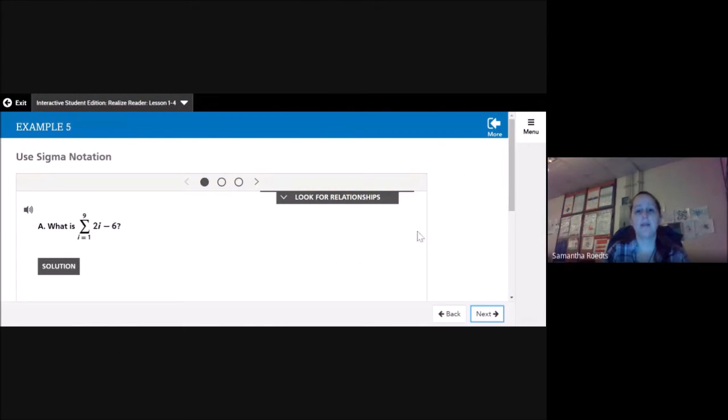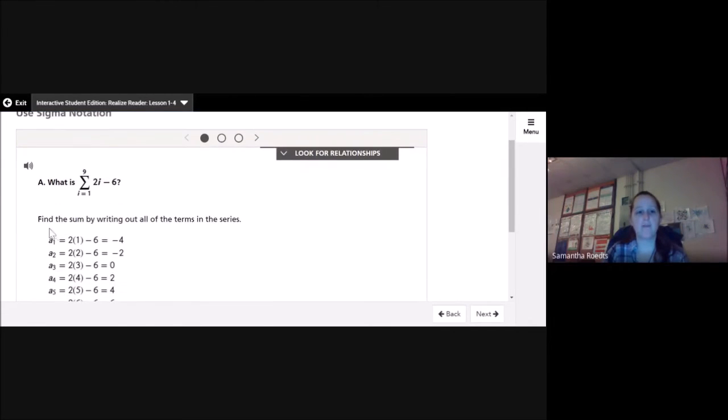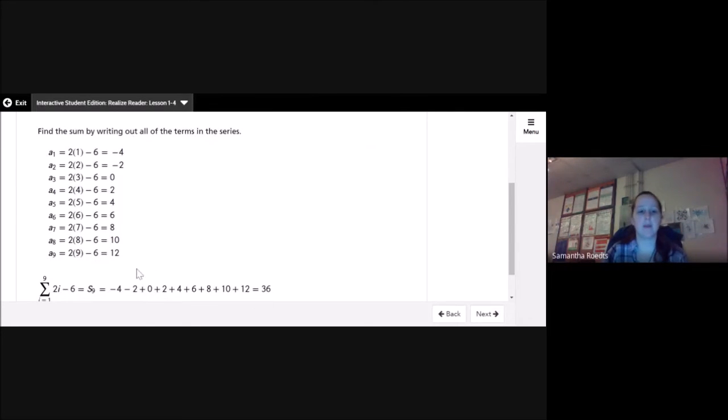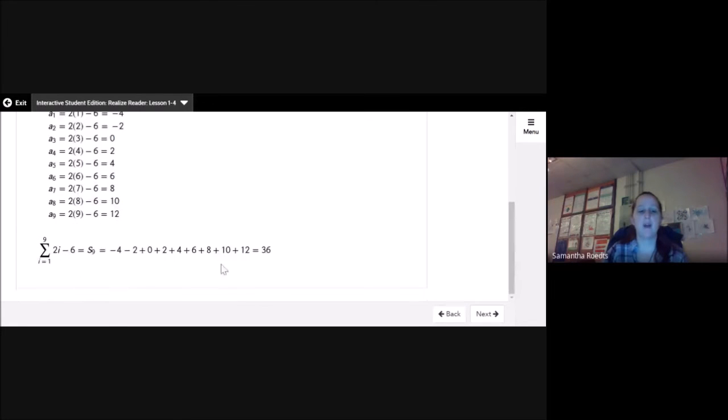All right, so example 5, use sigma notation. What is the sum from i equals 1 to 9 of 2i minus 6? I find the sum by writing out all the terms in the series: 2 times 1 minus 6, 2 times 2 minus 6, 2 times 3 minus 6, 2 times 4 minus 6, 2 times 5 minus 6, 2 times 6 minus 6, 2 times 7 minus 6, 2 times 8 minus 6, 2 times 9 minus 6. And I add all those terms together, which gives me 36.